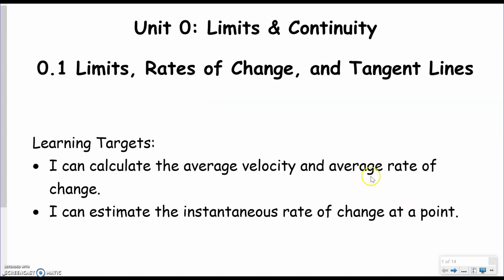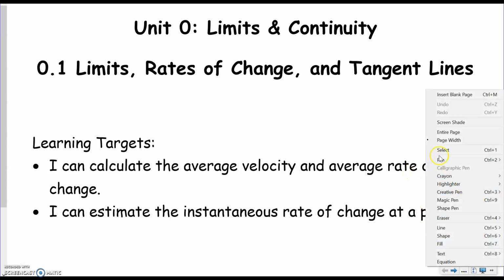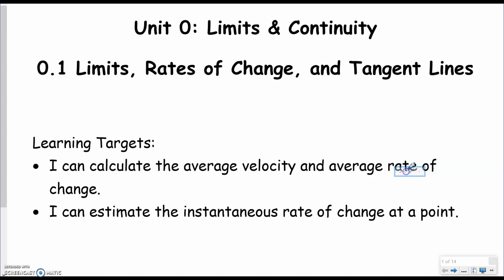Hi everyone, today we're going to start with our first unit, which we're technically calling Unit 0, Limits and Continuity. The reason this is Unit 0 is because it is technically an accelerated pre-calc topic that we did not get to last spring. We're going to start by looking at limits, rates of change, and tangent lines.